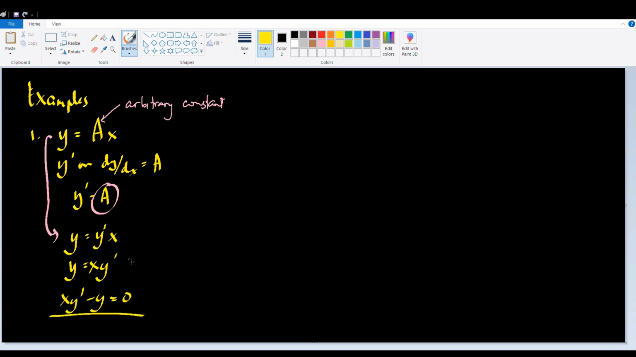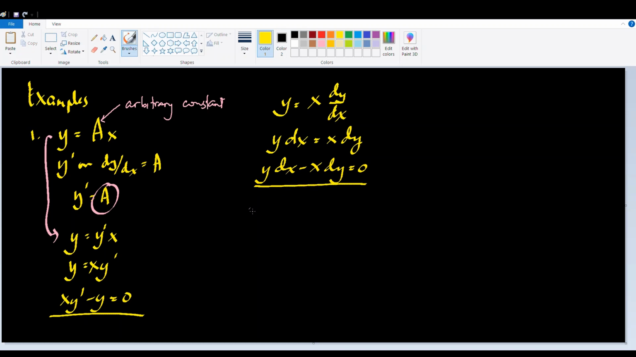Another way of writing this is by using dy/dx instead of y prime. So we cross multiply, and we will be getting y dx equal to x dy, or y dx minus x dy equal to 0.